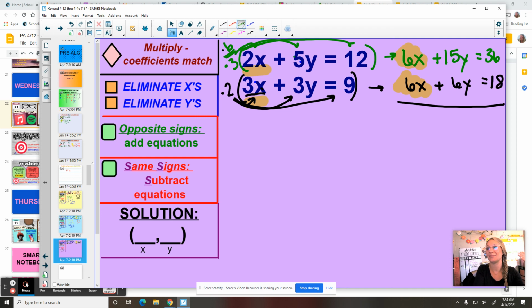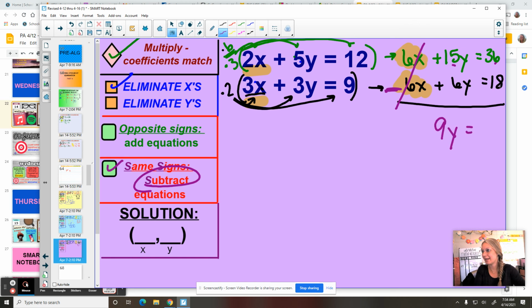So we did our job. We multiplied to get our coefficients to match. We know we're going to eliminate our x's. Now, because it's a positive 6x, positive 6x, those are the same signs, so we'll subtract on the way down. Now, these eliminate. Good, that we did our job. 15y minus 6y, take a second to calculate that. You should get 9y.